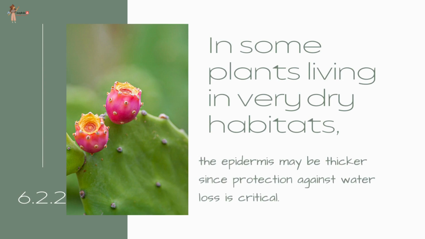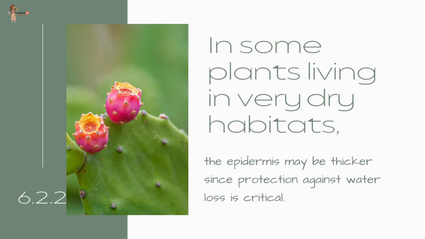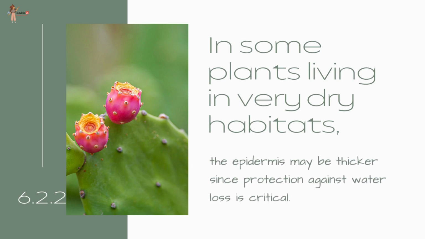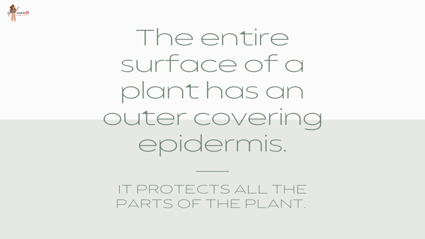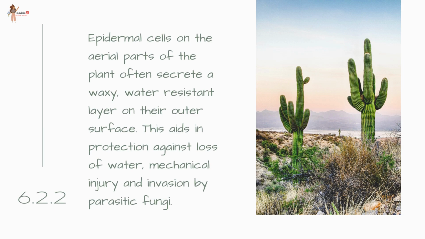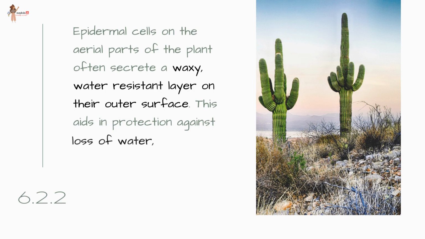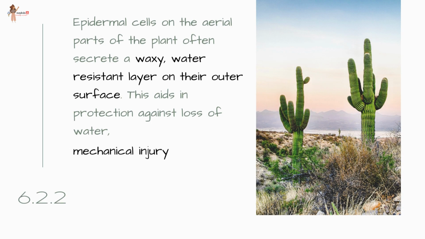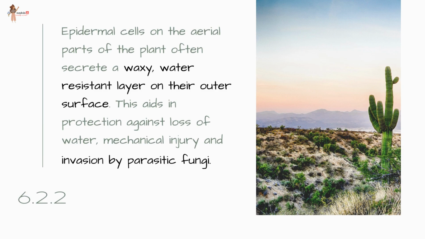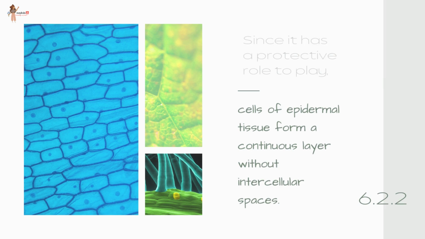So in some plants living in very dry habitats, the epidermis may be thicker since protection against water loss is critical. The entire surface of a plant has an outer covering, the epidermis. It protects all the parts of the plant. Epidermal cells on the aerial parts of the plant often secrete a waxy, water-resistant layer on the outer surface. This aids in protection against loss of water, mechanical injury, and invasion by parasitic fungi.